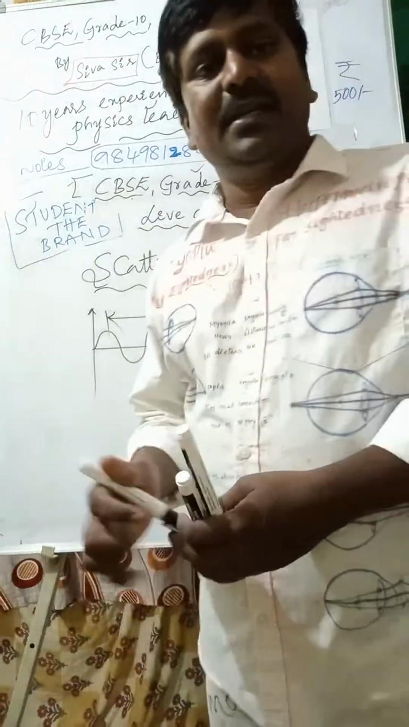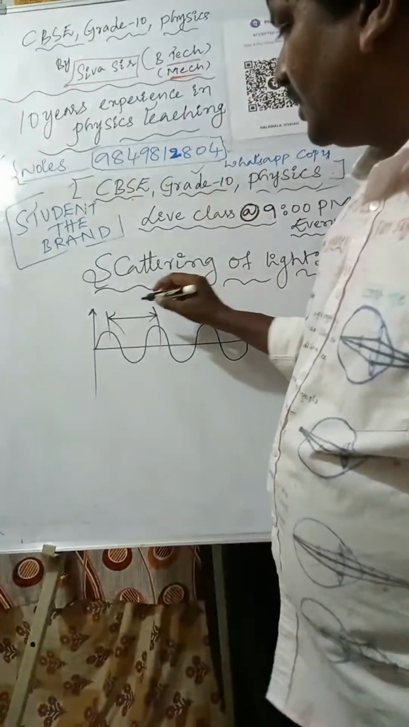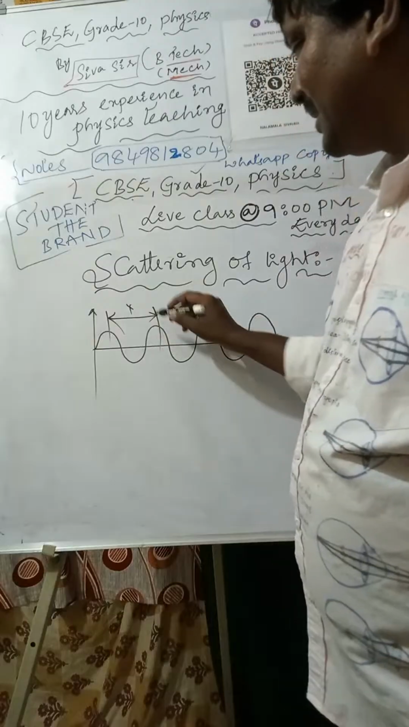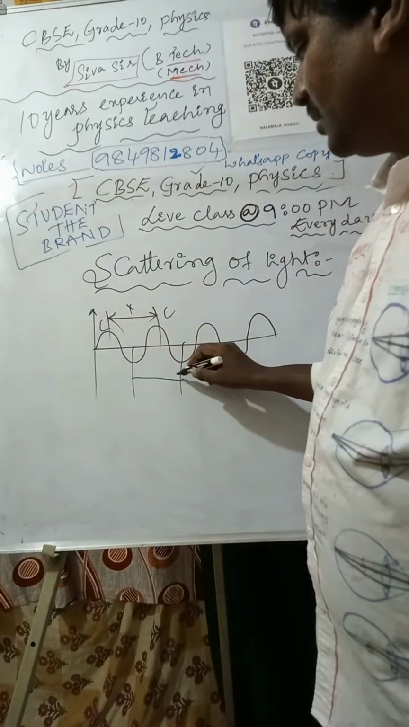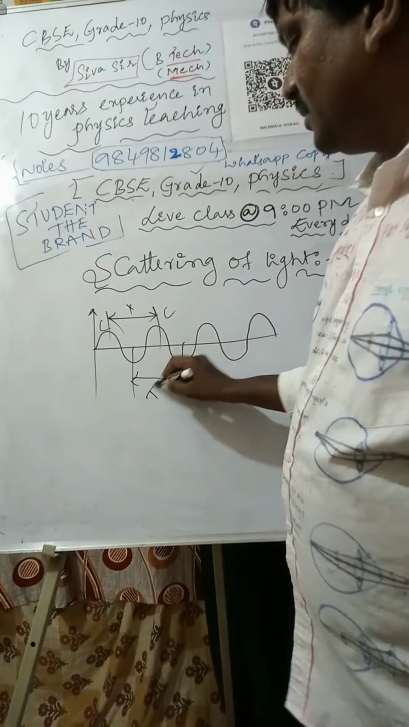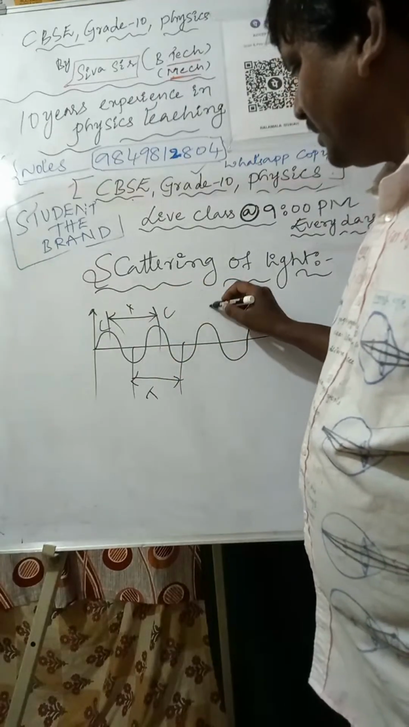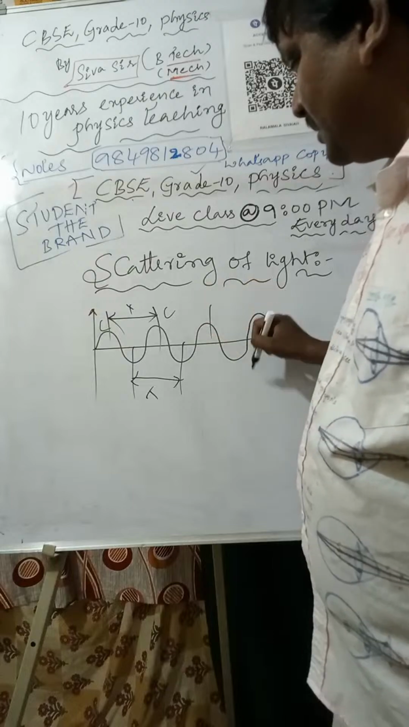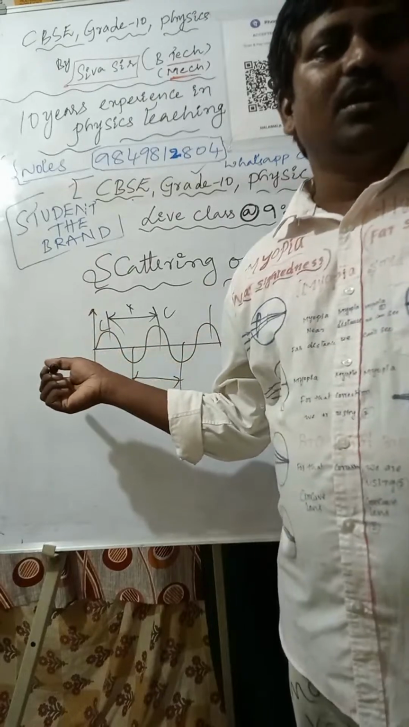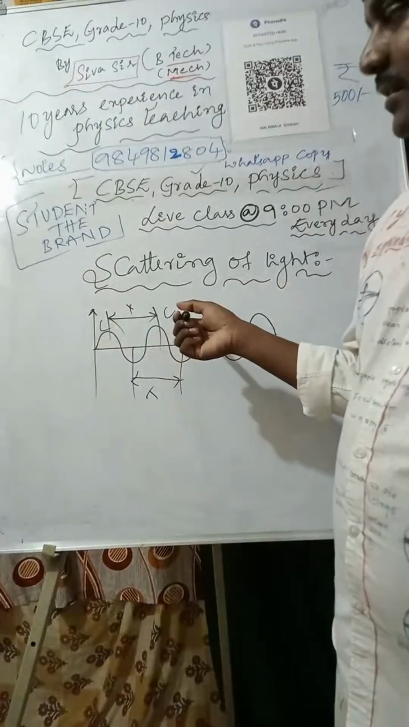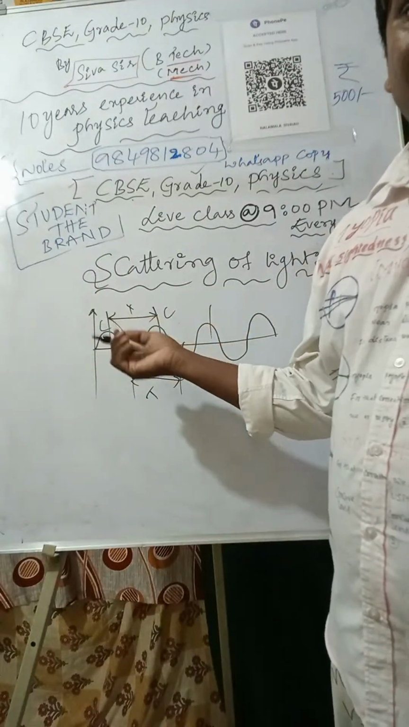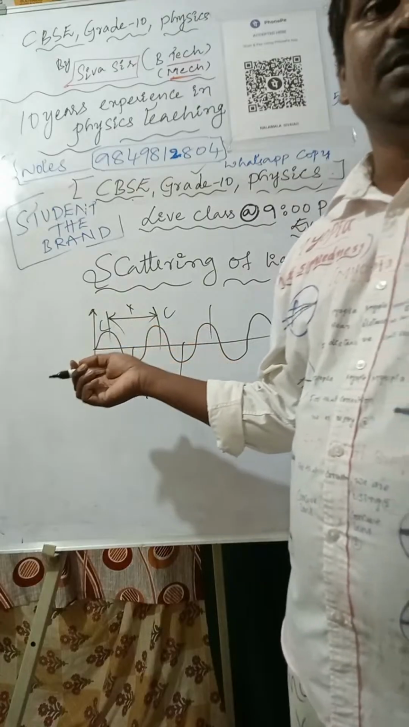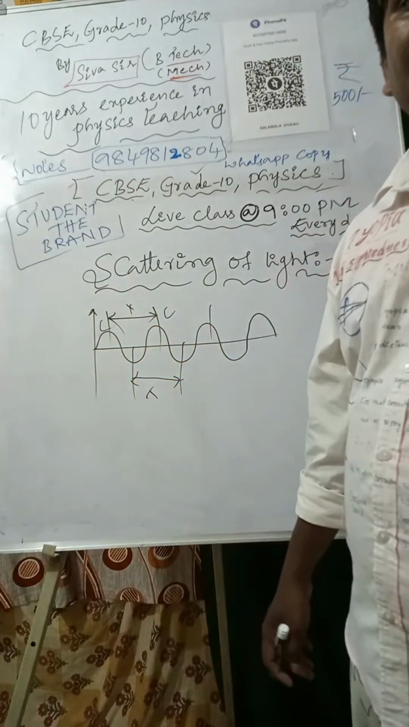Now you can check here. The distance between consecutive crests, this is the crest and this is the trough. So here also I'm taking crest and trough. The distance between two consecutive crests or two consecutive troughs is called wavelength.